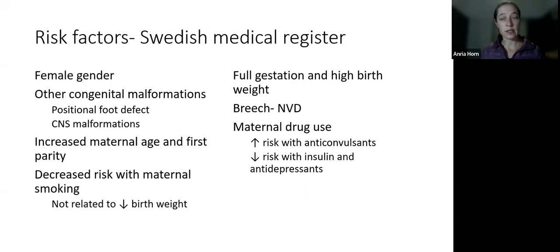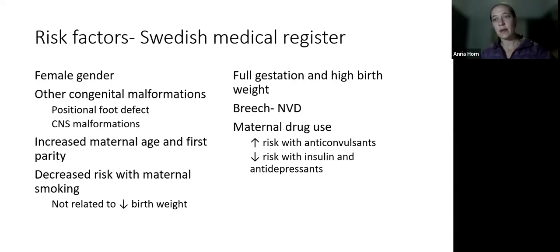Then increased maternal age and first parity, irrespective. We've mentioned that. Interestingly, maternal smoking was protective. I have no idea why. Full gestation and high birth weight, with breech presentation, we know that, but only in natural deliveries, not in cesarean sections, and then certain maternal drugs.